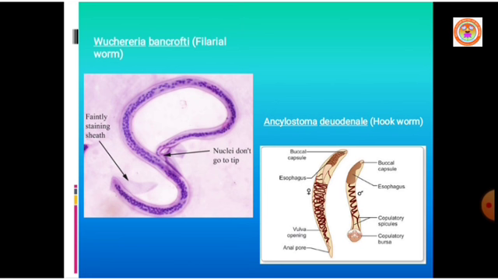Dear students, in this class we came across two important phyla, Phylum Platyhelminthes as well as Phylum Aschelminthes. Kindly go through all the points and the characteristic features of both the phyla.